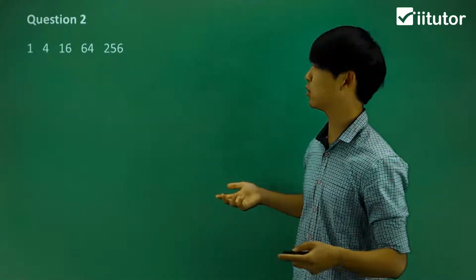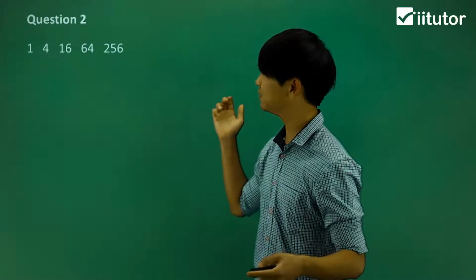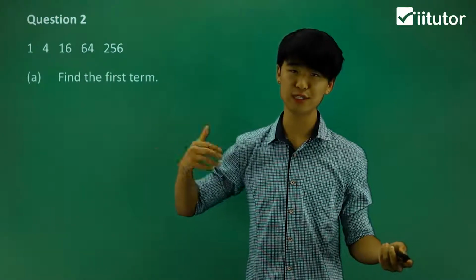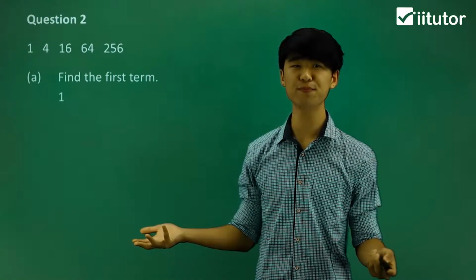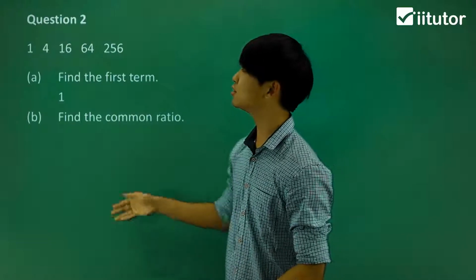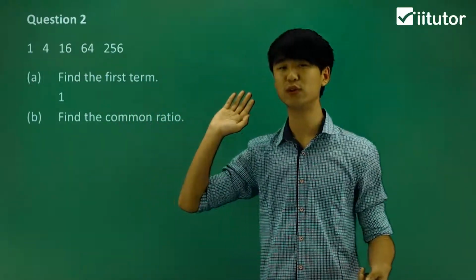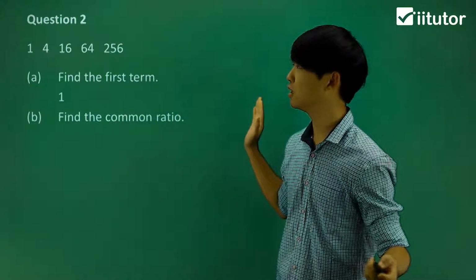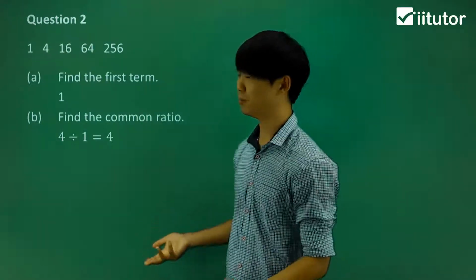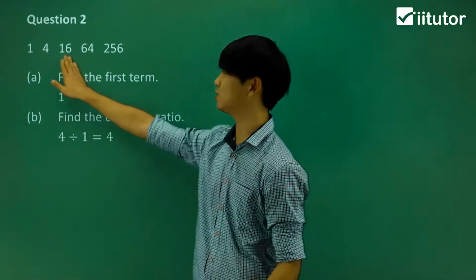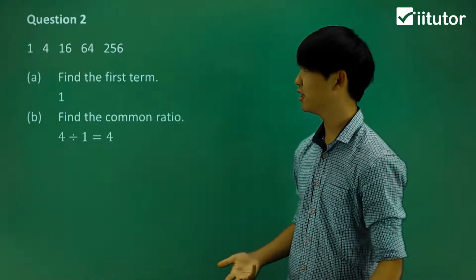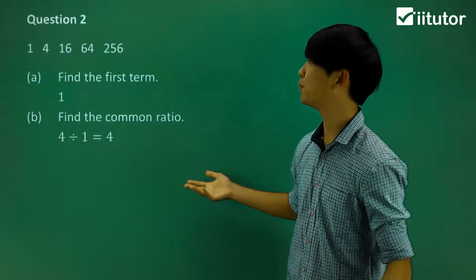Now looking at the next one, again the start of the sequence is 1, so that's the easiest thing. The first term is just 1. Now finding the common ratio, what is the scale in which they all go up the sequence? Let's just test some numbers. The second one divided by the first one will be 4. Likewise, if I do 16 divided by 4, that'll also give me 4. So the common ratio for this one is just 4.